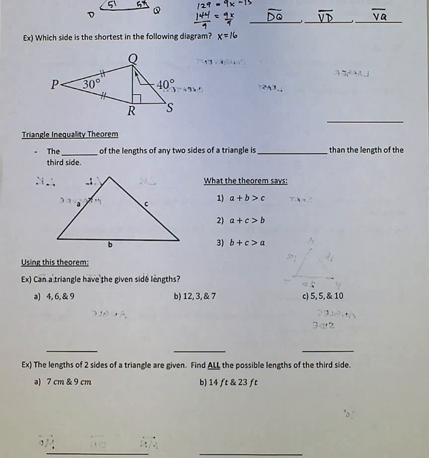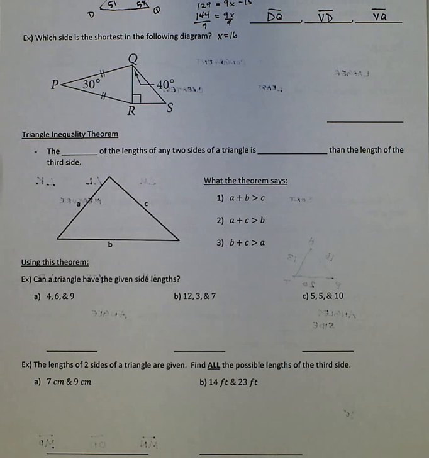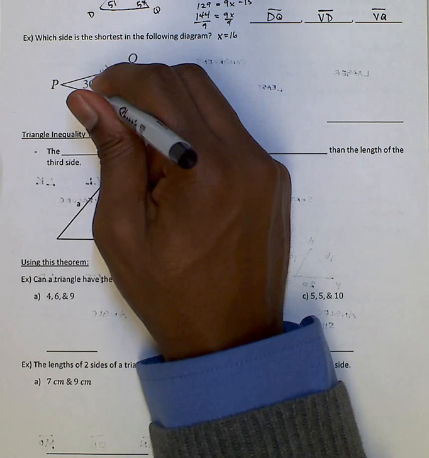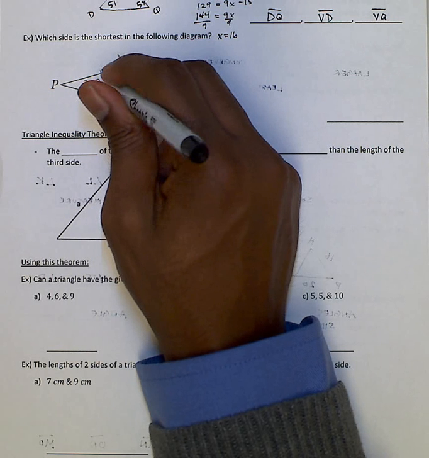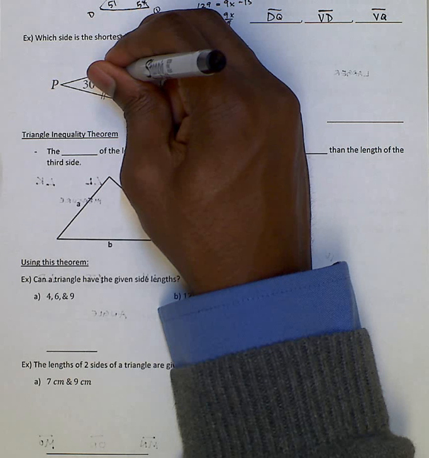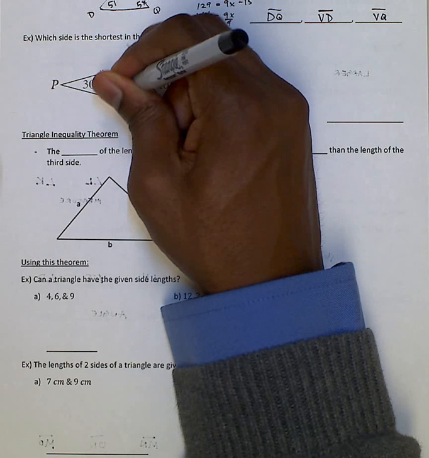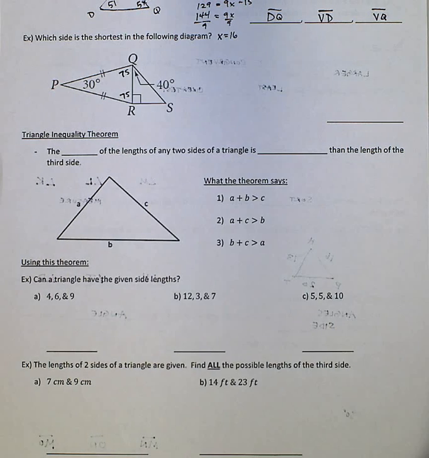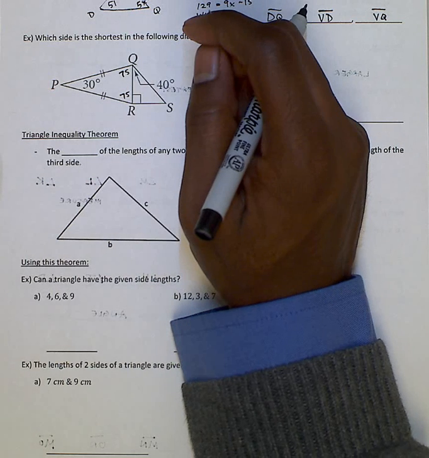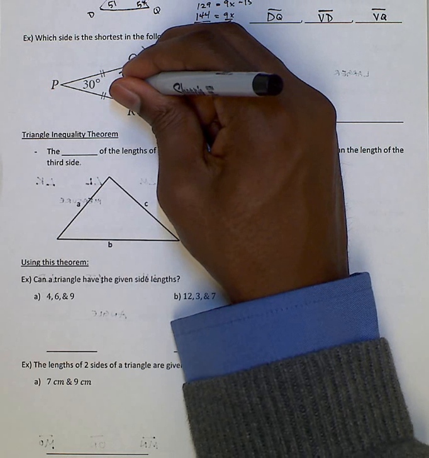All right. So now, this problem says which side is the shortest in the diagram. So here's how we're going to do this. This triangle's 30. Since they're asking us about sides, angles are the important part. This is 30. It's an isosceles triangle. So we have 150 to split between these two. That means both of these angles are 75. So we see that in this triangle, QR is the shortest side. Okay, so this is the shortest side here.